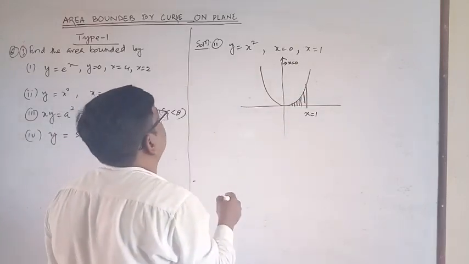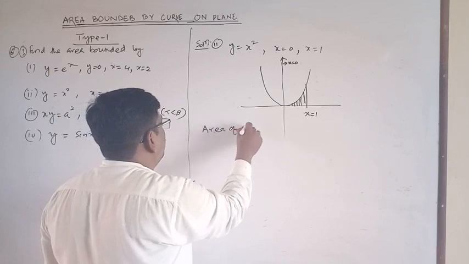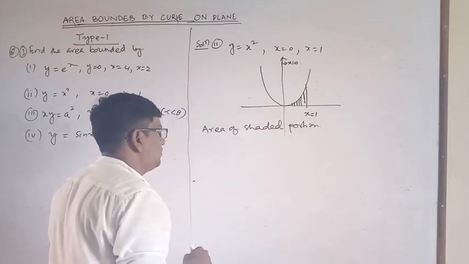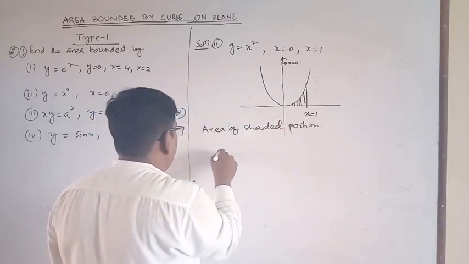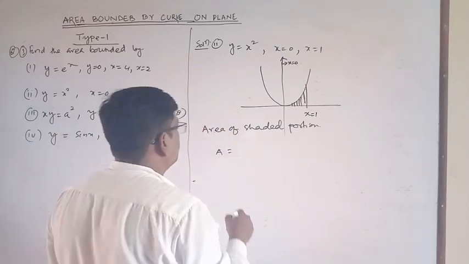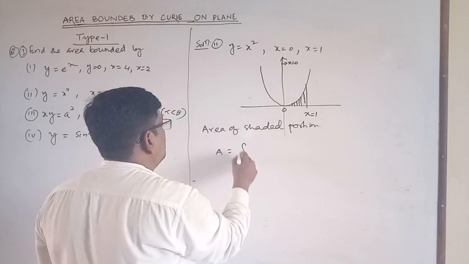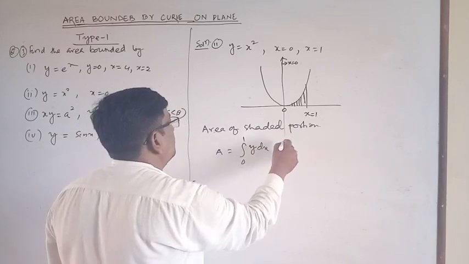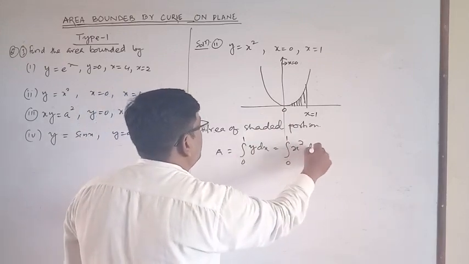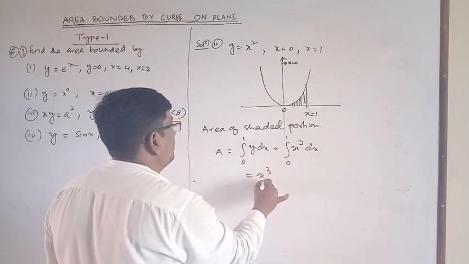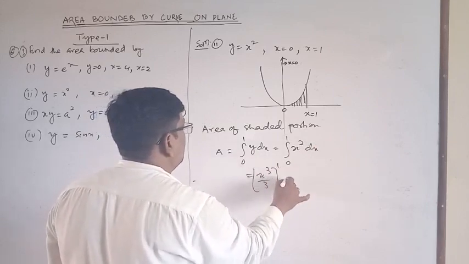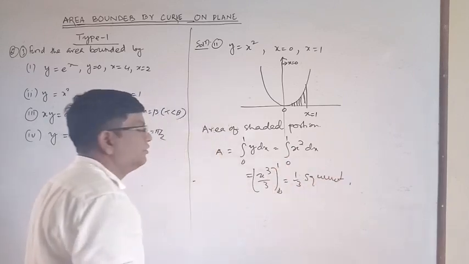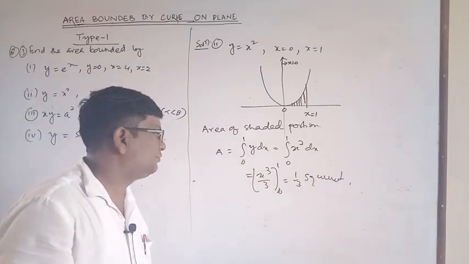Therefore, area of the shaded portion, A is equal to the integral from x is equal to 0 to 1 of y dx, that is 0 to 1, y means what? x square dx, that is equal to x cube by 3, limit 0 to 1, so 1 by 3 square unit.